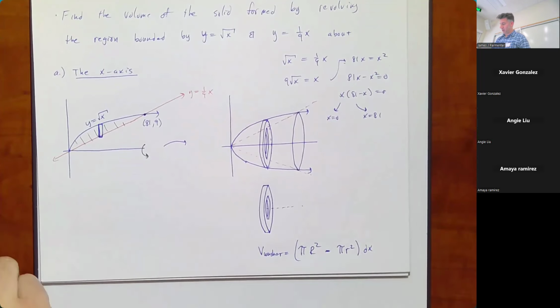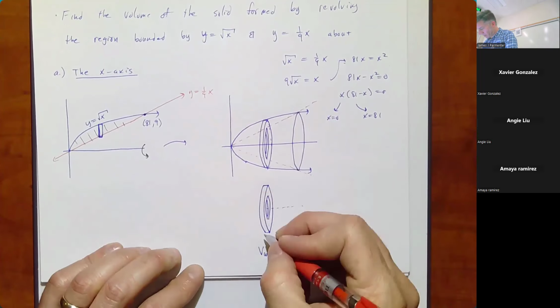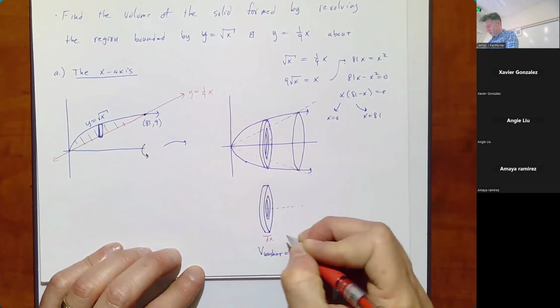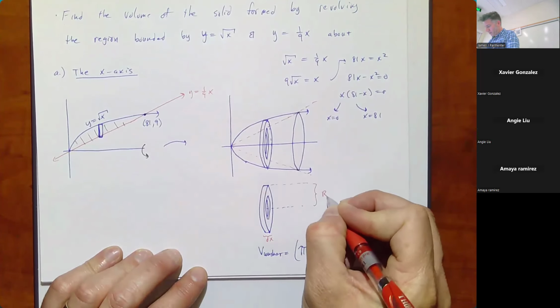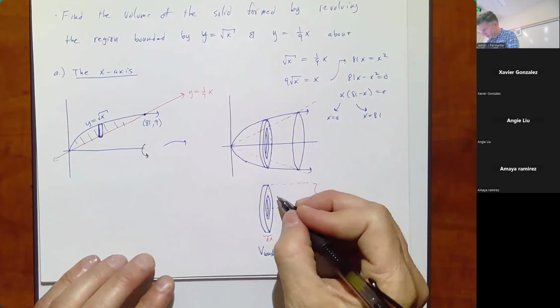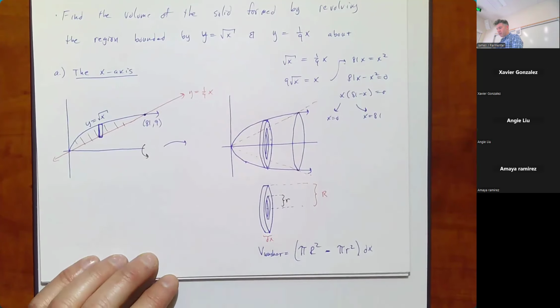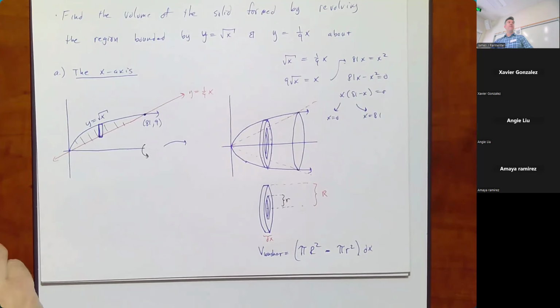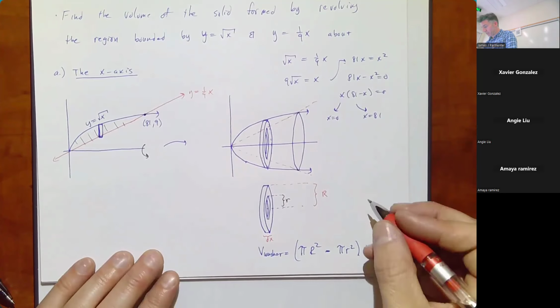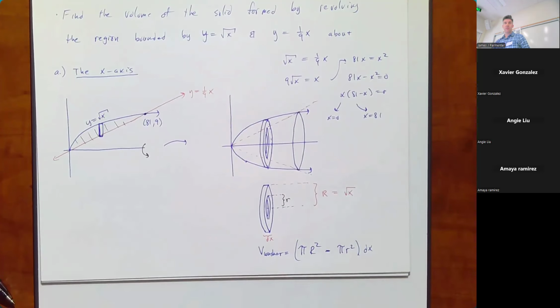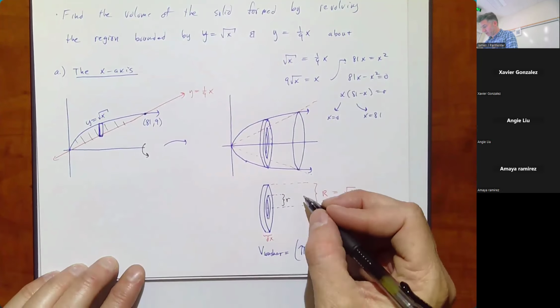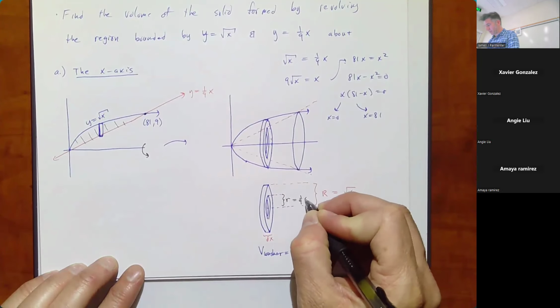Let me go back and label things here. Your thickness is just the width. Your large radius is right there, and your smaller radius is right there. Your larger radius is the function that's further from the axis of rotation. So here, the larger radius is the square root of x. Your smaller radius is the function that's closer to the axis of rotation. So your smaller radius here is going to be 1/9 x.